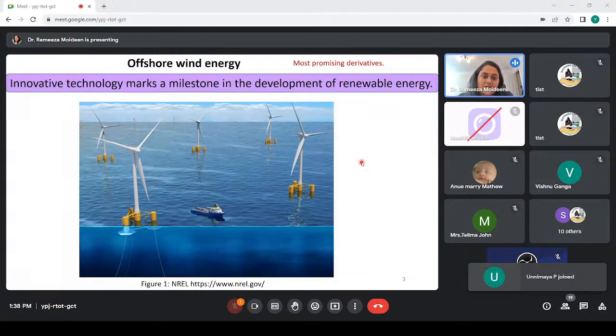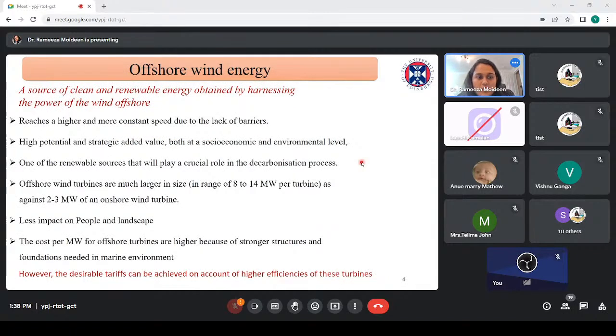It has huge potential to derive a lot of energy, and governments have started investing mostly into the offshore part. So what is offshore wind energy? It's a source of clean and renewable energy obtained by harnessing the power of wind offshore. Offshore, we have more wind available, and it can reach a higher and more constant speed due to lack of barriers, giving high potential and strategic added value at social, economic, and environmental level. This is one of the renewable sources that will play a crucial role in the decarbonization process.